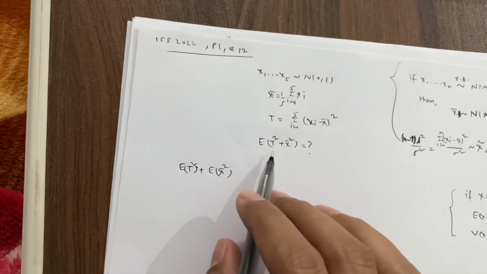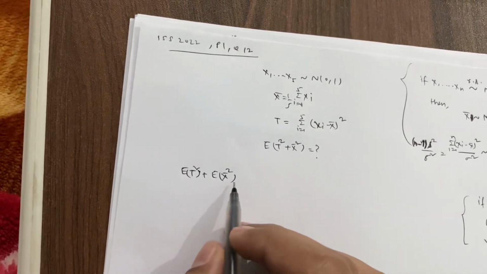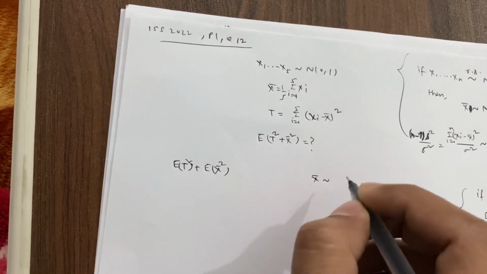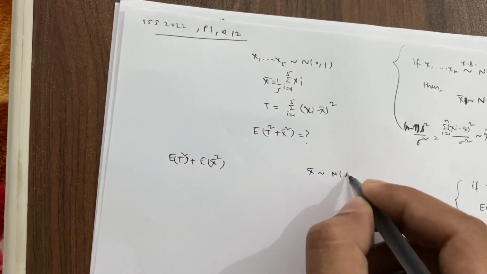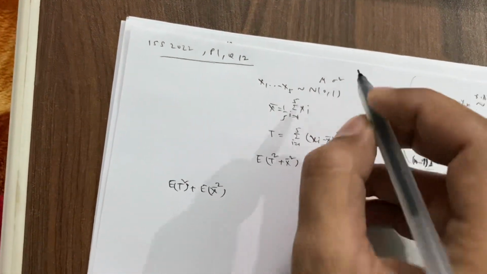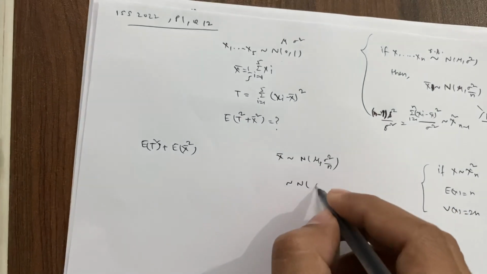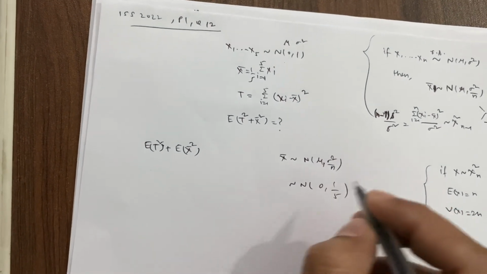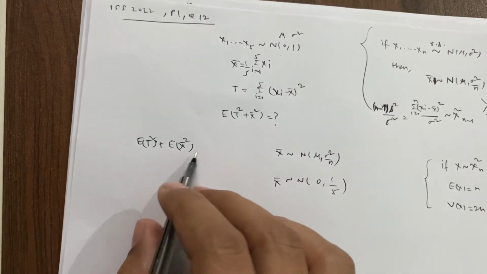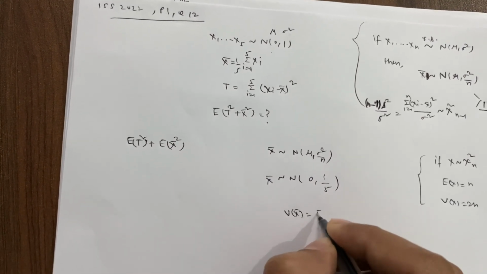So we can open the expectation like this. Okay, so we know the distribution of x bar, so it will be mu comma sigma square by n. Okay, so here mean mu is 0 and sigma square is 1. Okay, so our distribution will be 0 comma 1 by 5. Okay, so how do we find expectation of x bar square? So it is related with variance of x bar.